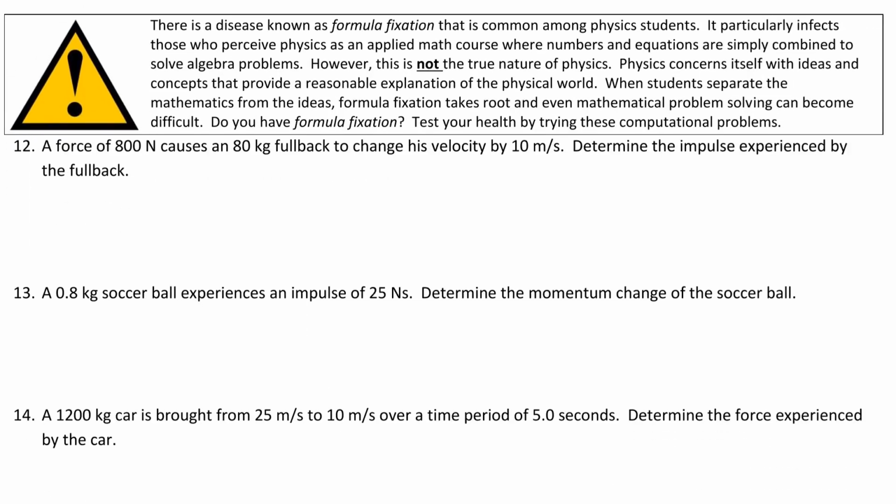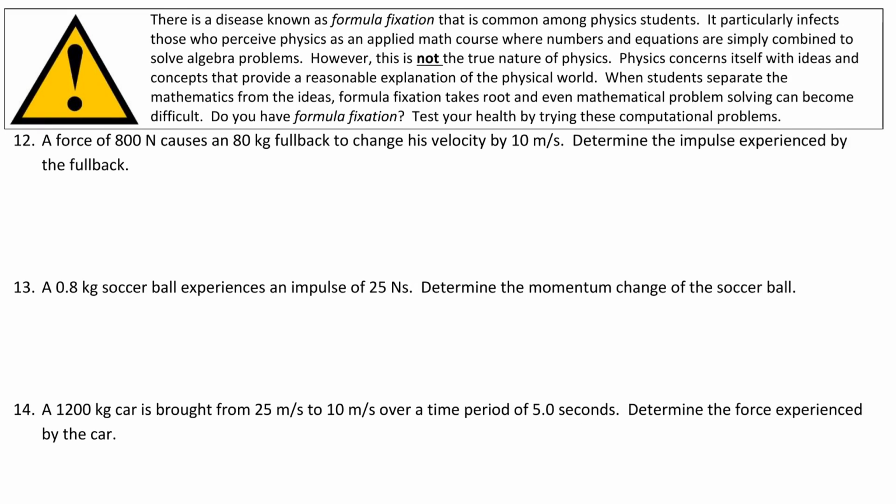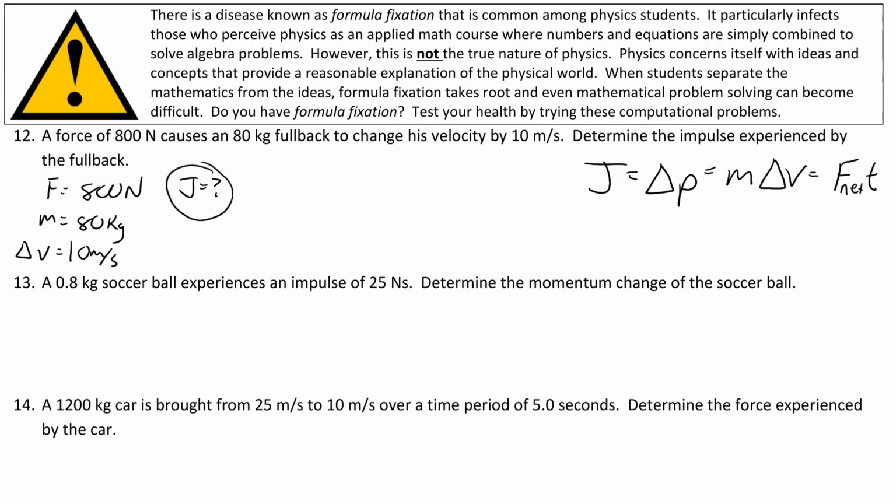It says a force of 800 newtons causes an 80 kilogram fullback to change his velocity by 10 meters per second. Determine the impulse experienced by the fullback. So the force is 800 newtons. The mass is 80 kilograms. And the change in velocity is 10 meters per second. So it's looking for the impulse. And we could use the theorem here. They're looking for the impulse, so we better use that part of the equation.